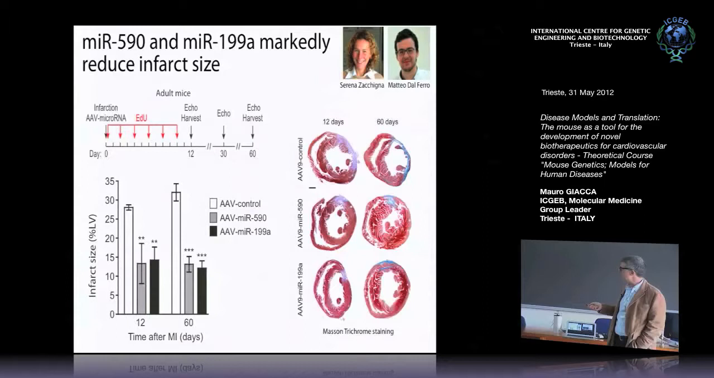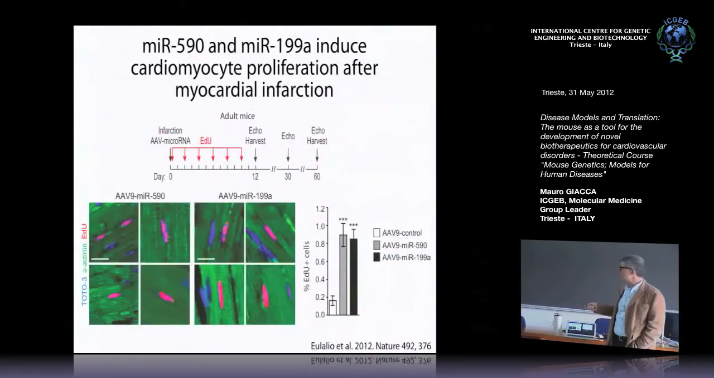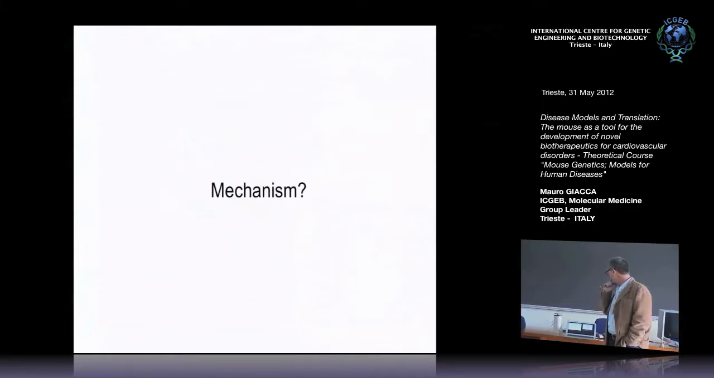Instead, if you look at the lesions in the animals treated with the microRNAs, these infarcts are much, much smaller, and you can find inside these hearts the trace of replicating cardiomyocytes with a nucleus positive for bromodesoxyuridine. We don't know what happens inside these hearts.